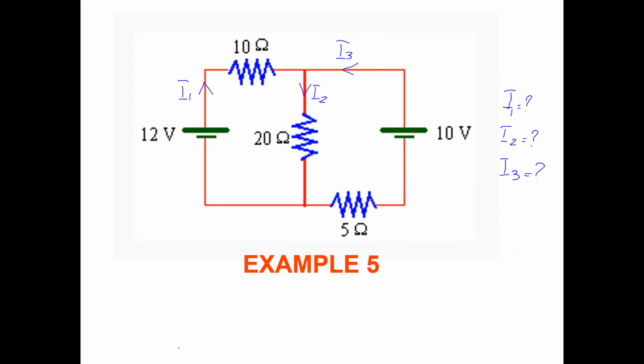12 is equal to 10 I1 plus 20 I2 for the first loop. 10 I1 plus 20 I2 is equal to 12. Okay. For the second loop, how do we make it because there's no resistor with I3? There are 2 resistors, but I2 will not be here. This is I3 which is coming from here now.